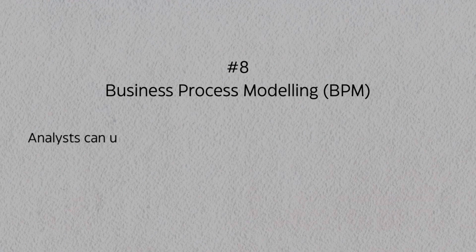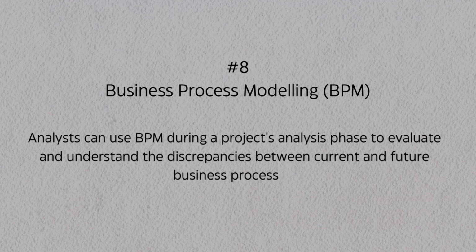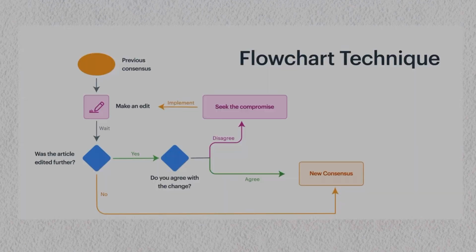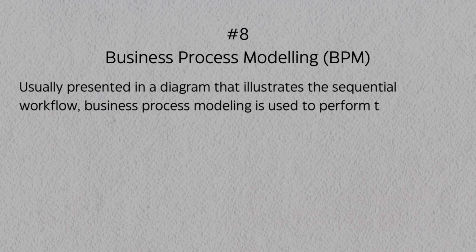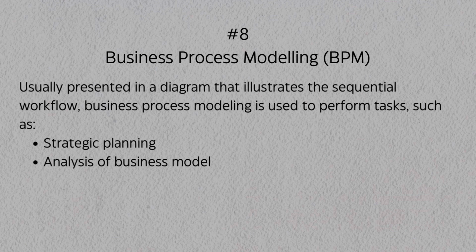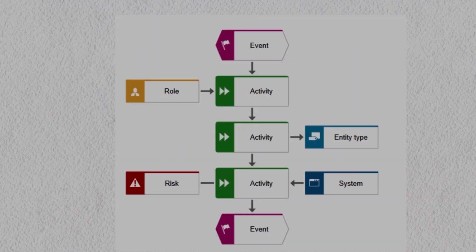After use case modeling, the next one is business process modeling, also called BPM. Business process modeling is a technique most commonly used in the IT industry. It is done during the project analysis phase to evaluate and understand the discrepancies between the current and the future business process. Usually presented in a diagram, this illustrates the sequential workflow of tasks in a particular software. BPM can be a useful tool if you want to do strategic planning, design a new process, or evaluate the complexity of the technical platform.